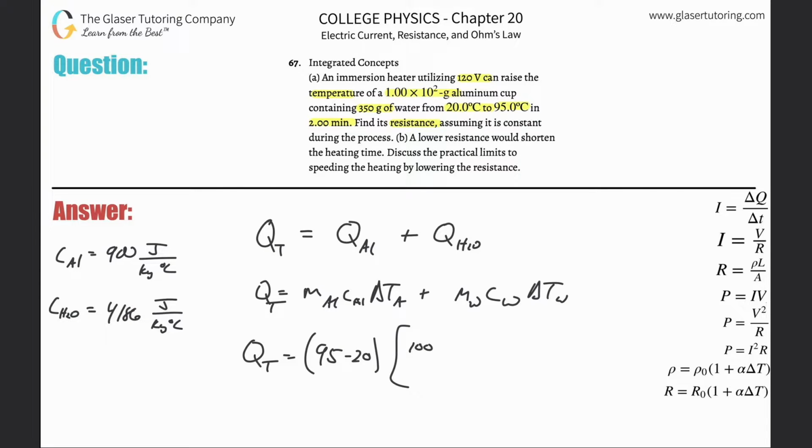So it's 100 over 1,000 because we need that in kilograms, multiplied by the specific heat, which is 900, plus the mass of the water. They said 350 grams, but we need that in kilograms, so that's divided by 1,000, multiplied by the specific heat, so 4186. You might be using 4184.